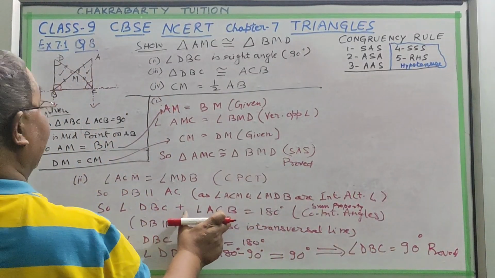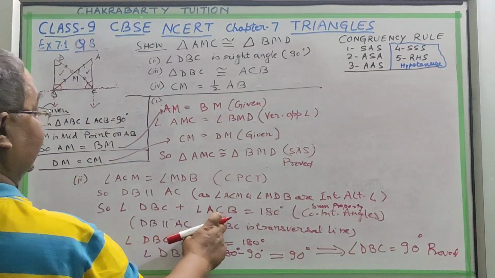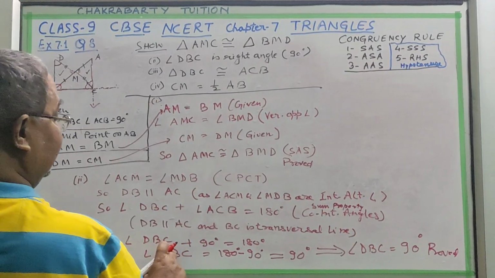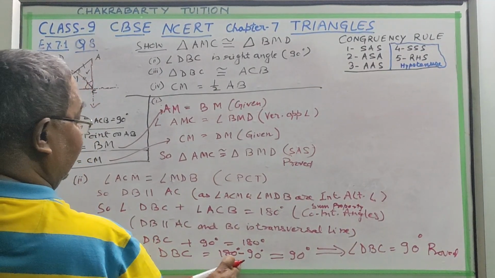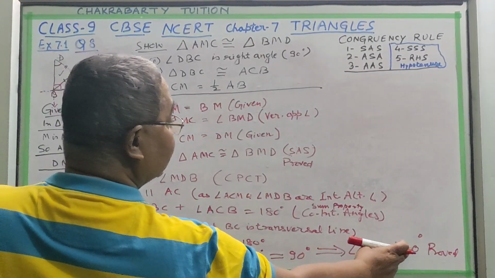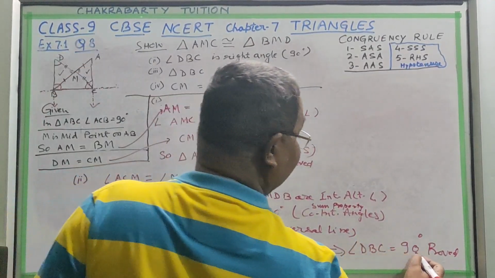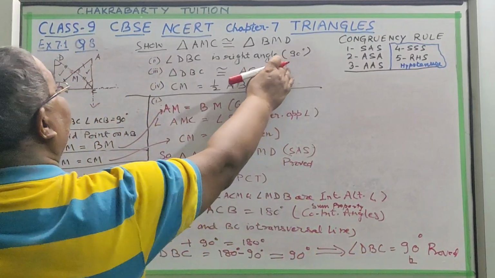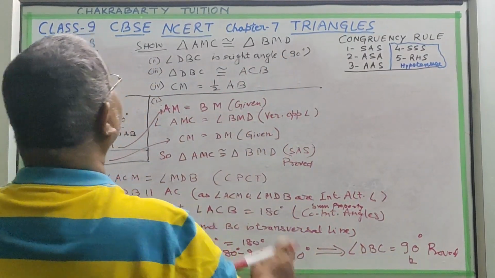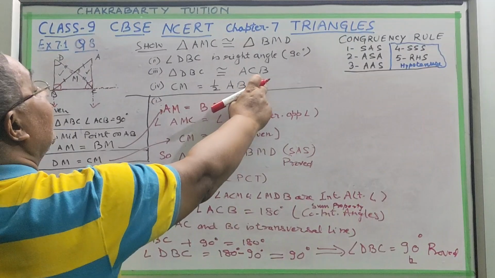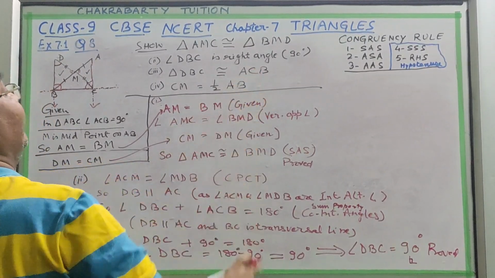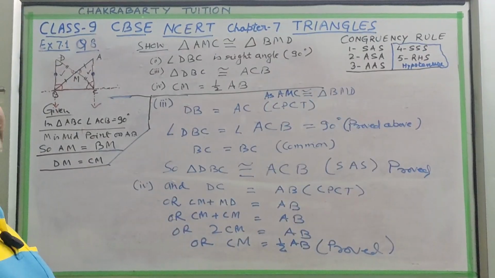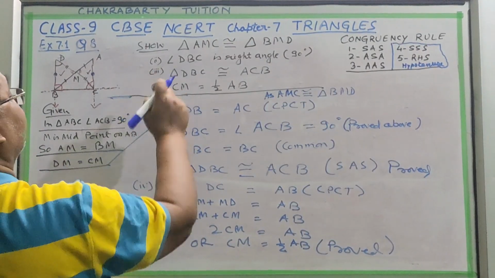If ACB is already given as 90 degrees, we can use 90 degrees, so DBC will be 180 minus 90, which means DBC is 90 degrees, proved. It is 90 degrees, which means it is a right angle. The second portion is also proved. Now we are going to prove triangle DBC and triangle ACB congruent. Now it's the third part we are going to do.